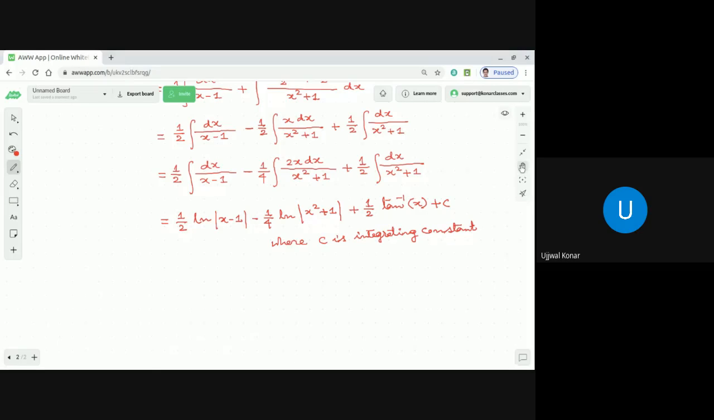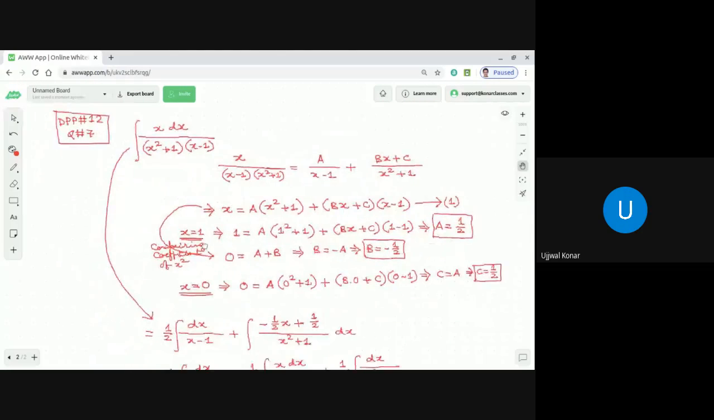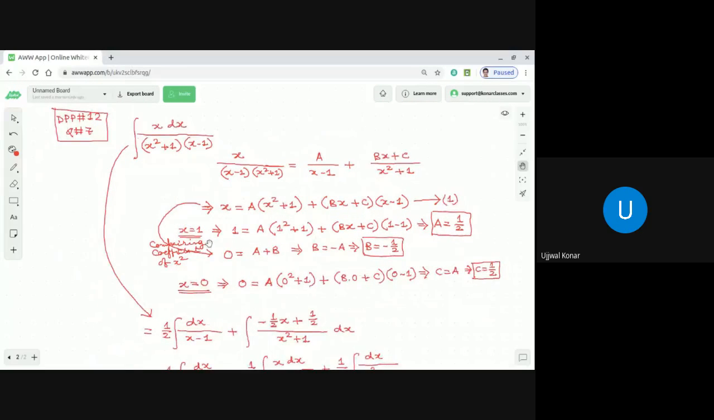You can let me know any place where you face difficulty. Sagnik, Divansu, Disha, are you able to do this question? Srijita, Gurman? Yes, sir. Okay, great. Any doubt here, so that I can proceed to the next one? Next question from DPP 12, please.